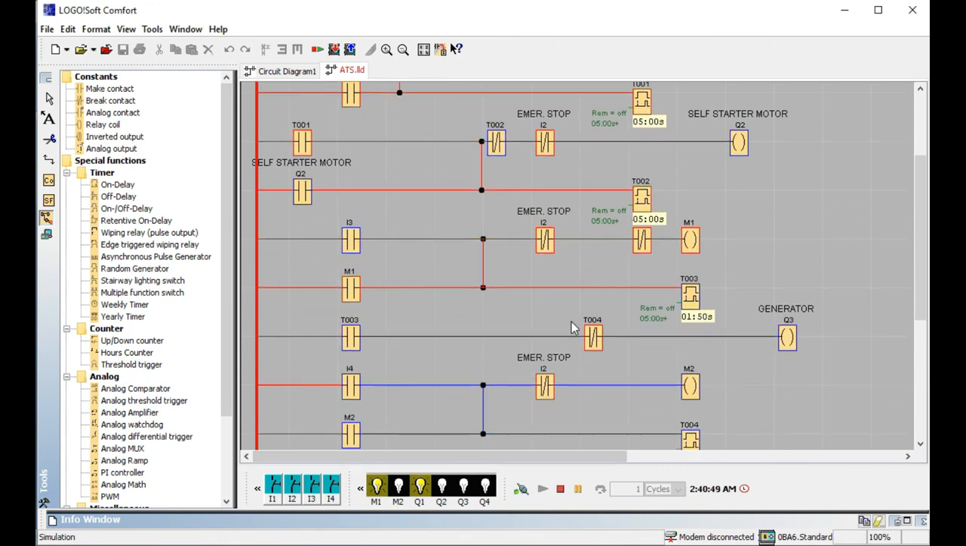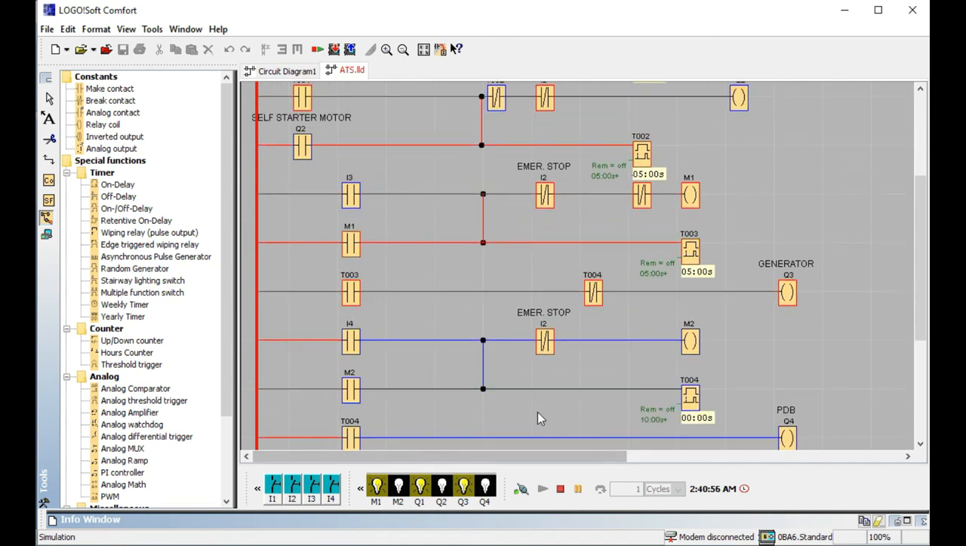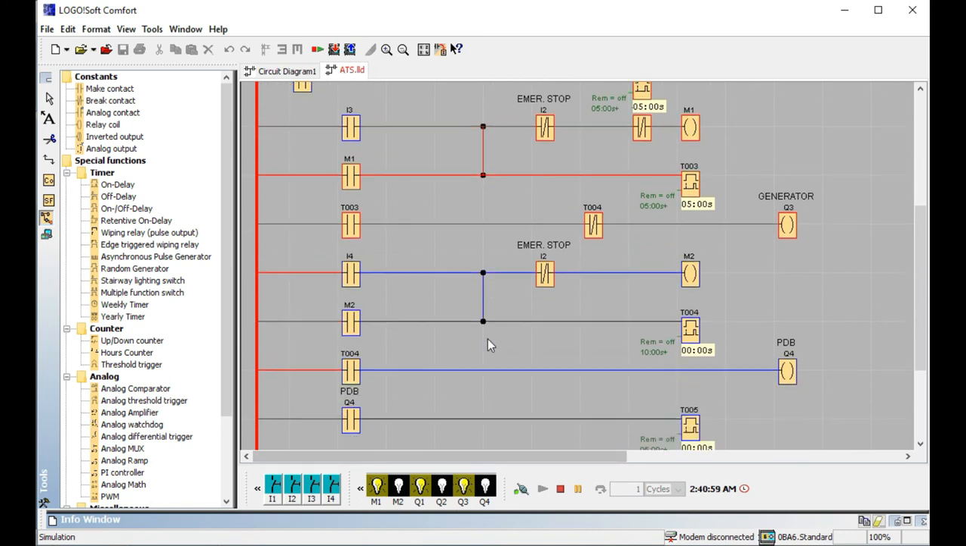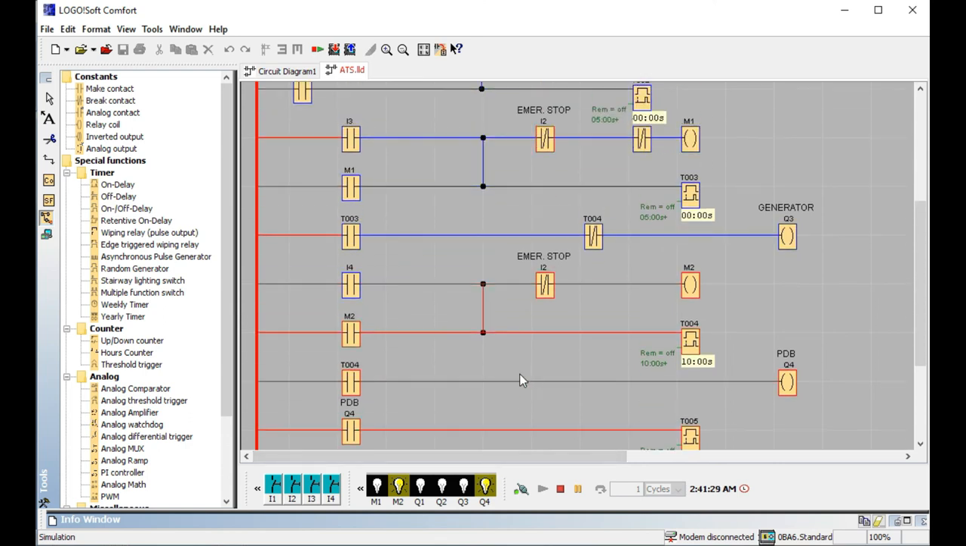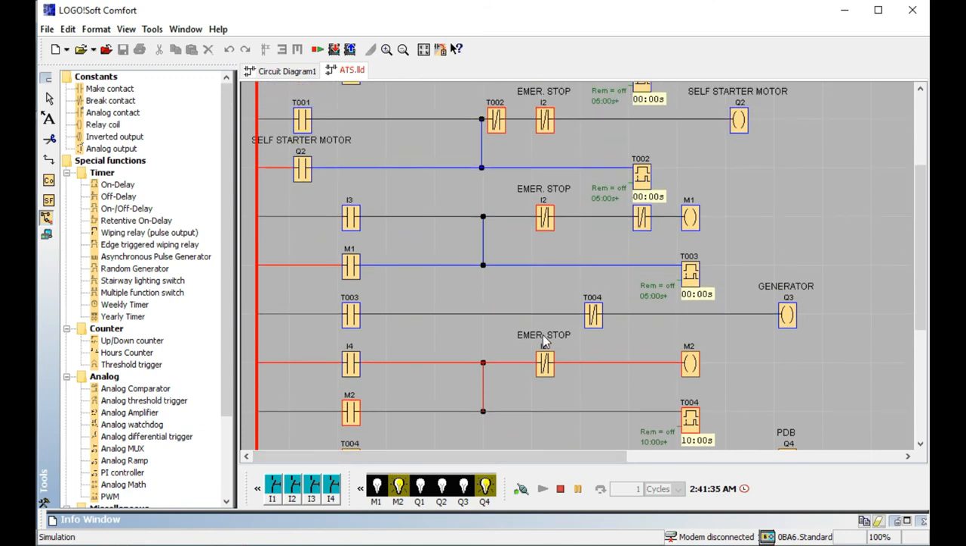And I3 senses, that means the generator relay is connected to I3. At that time Q2 will be on, and after 5 seconds Q3 will be on, that means your generator will be on after 5 seconds. It's only connected to your generator. When the PDB is coming here, after 10 seconds Q3 will be off, Q4 is on. After 5 seconds, Q1 will be off because without Q1, all is off in here. So when the PDB is present, at that time all loads will be off because all is generated by the generator. Once the PDB is present, there's no need for other devices to be active here.